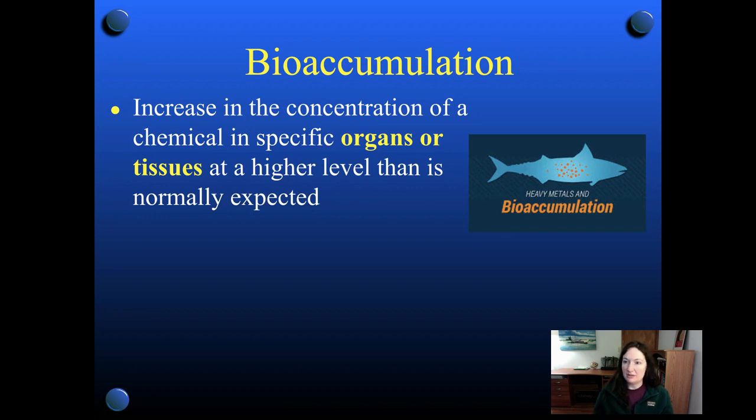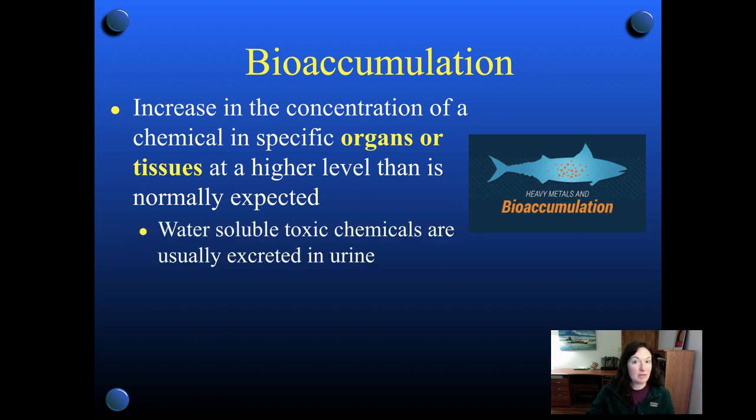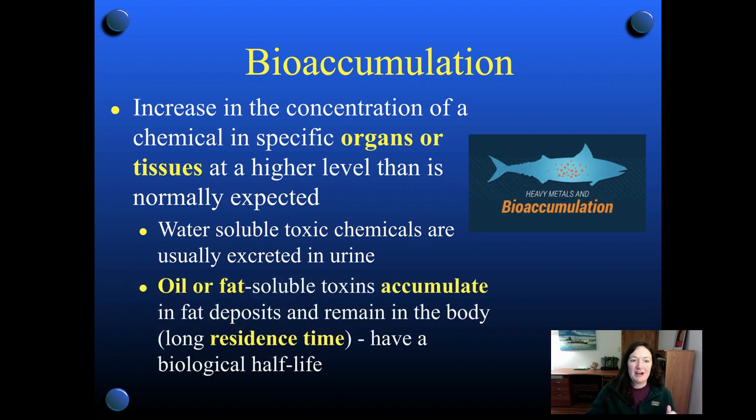So, this is showing a picture of a shark with bioaccumulation of heavy metals, but it happens in other organisms as well, including humans. We are at the top of the food chain, so we are also susceptible to bioaccumulation. So anything that's water soluble is usually excreted with urine. So it doesn't accumulate in your tissues, you just pee it out. Oil or fat soluble toxins actually accumulate in fat deposits.